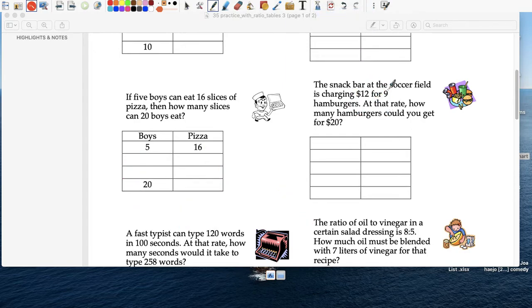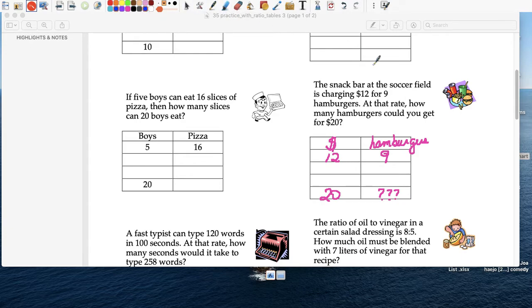Here, snack bar at the soccer field is charging $12 for 9 hamburgers. At this rate, how many hamburgers can you get for 20? So let's make a title. Let's call this money. And this is hamburgers. It says $12, $12. I can buy 9 hamburgers. Okay, aquí está mi información. So $20, si tengo $20, how many hamburgers can I buy?